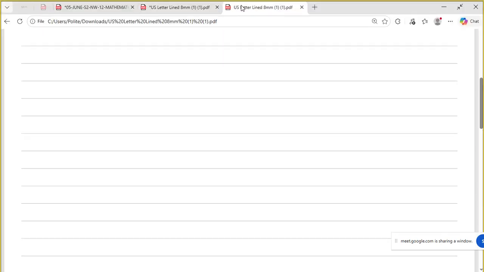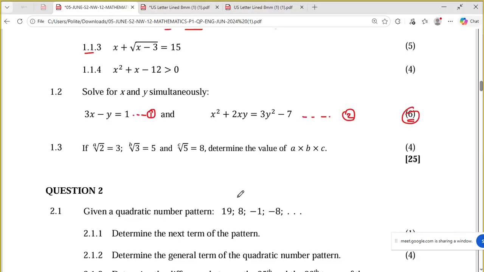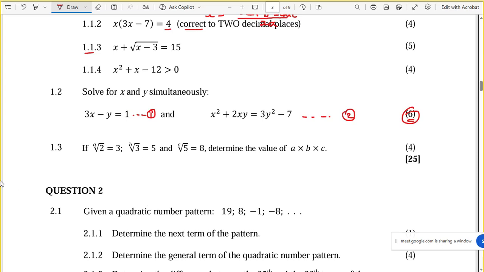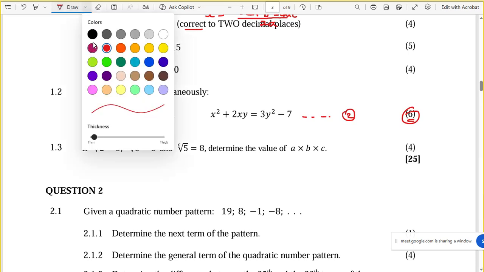Guys, do you have any question on this simultaneous equation? Because we're about to hit the last question. So I think everyone is happy now.